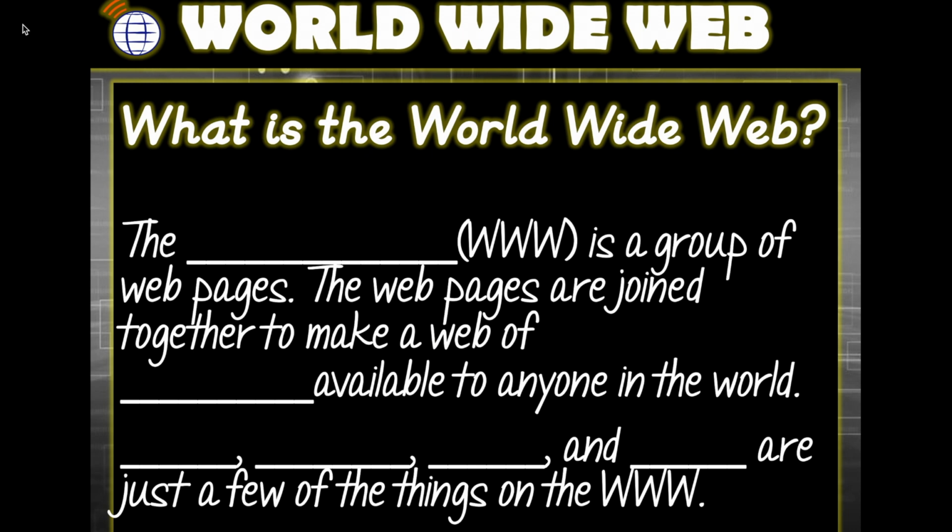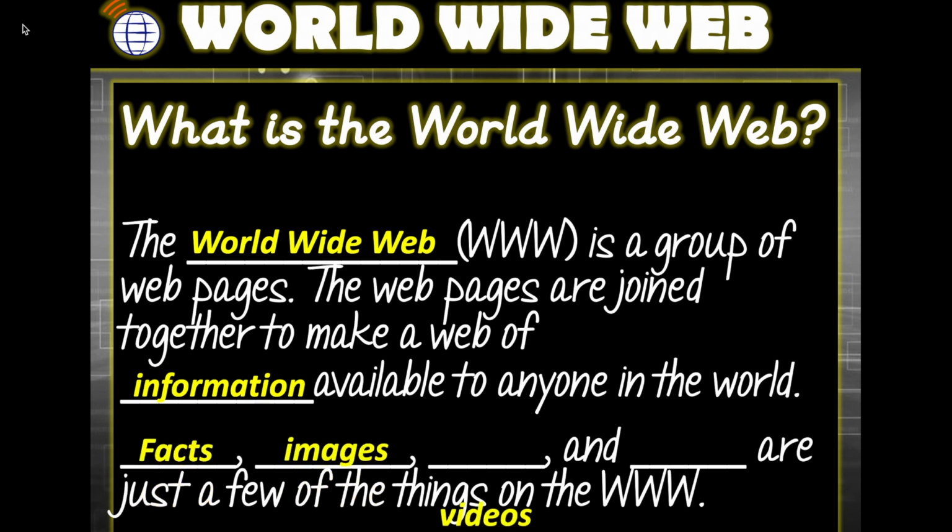What is the World Wide Web? The World Wide Web is a group of web pages. The web pages are joined together to make a web of information available to anyone in the world. Facts, images, videos, and games are just a few of the things on the World Wide Web.